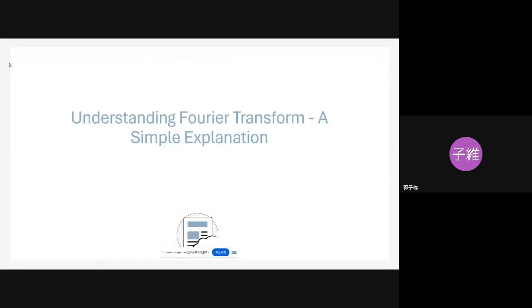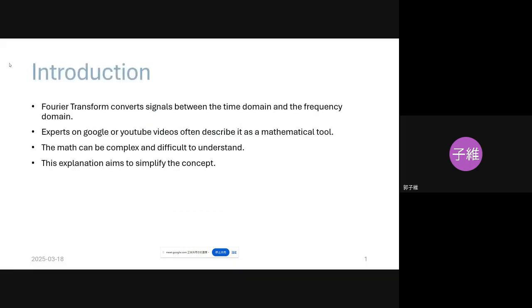Go ahead, sorry. I want to recap on another method of interpolating data points by using Fourier transform. And here's a simple explanation on understanding Fourier transform. I won't go into too much of the mathematical detail, but this is a more pragmatic approach on explaining the mechanisms. So, introduction.